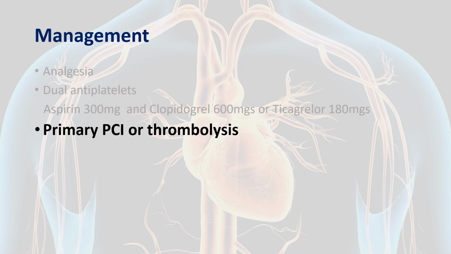Primary percutaneous coronary intervention, that is coronary angiography followed by stent insertion, is the gold standard for the management of acute ST elevation MI. If it cannot be performed within 2 hours of patient's arrival in hospital, thrombolysis should be given. Choice of thrombolytic agent depends on the individual hospital. In our trust, we use tenecteplase as a thrombolytic agent.